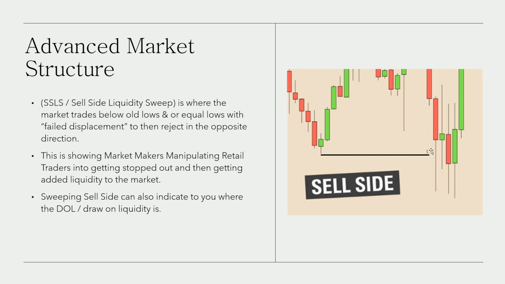So just like the buy side, we are going to want to have failed displacement, which is a wick close below the lows this time. When we have a wick close, that means the candle closes with a wick coming over the low. This is known as failed displacement. And after we have that, this will be known as a sell side liquidity sweep to then reject higher. So just like a buy side liquidity sweep, we have failed displacement over a high to reject lower. We have a sell side liquidity sweep with failed displacement over the low to reject higher.